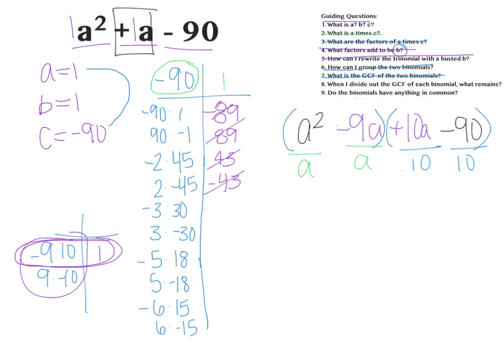This first binomial had an a in common. The second binomial had a 10 in common. So then the question is, when I divide out the GCF of each binomial, what remains? So I'm just going to rewrite it. For this first one, I took out an a, so I'm going to put that out front because I divided it out. So then a squared divided by a is just a.